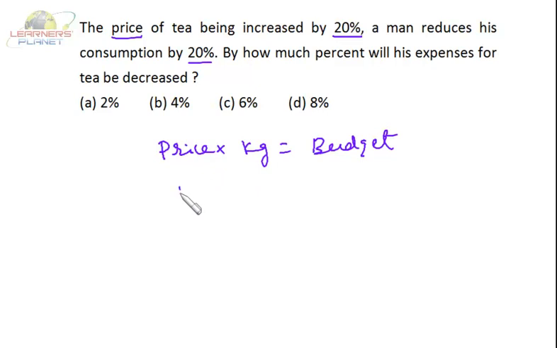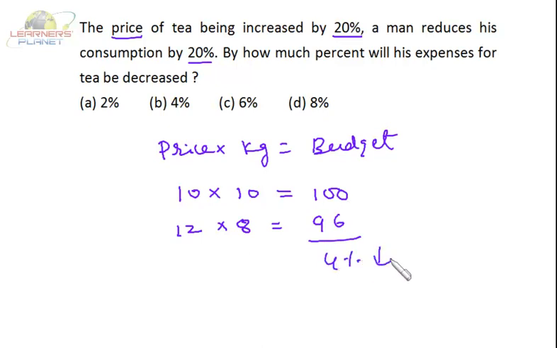Now let the price be 10 and we are consuming 10 kilograms a month. That means the budget or the expenses on tea is 100 rupees a month. Now price is increased by 20%, so it's 12, and consumption is decreased by 20%, so it's 8. So the new expenses are 96. So there is a 4% downfall in expenses. So by how much percent will his expenses on tea be decreased? It's by 4%. Friends, I hope you are clear.